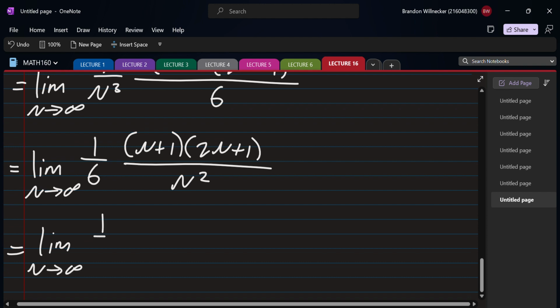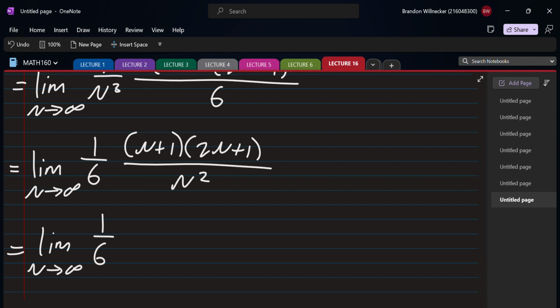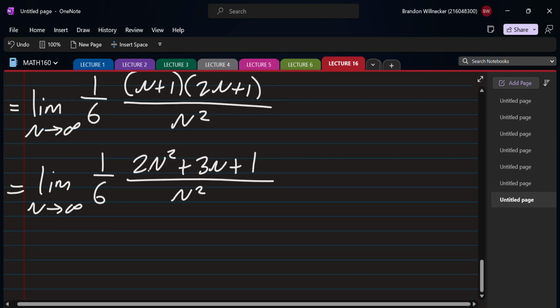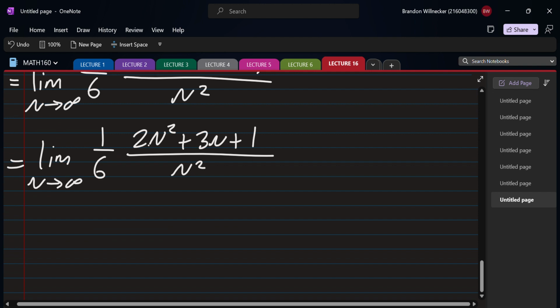Okay, now we have the limit as n goes to infinity, 1 over 6. Expanding this out, we get 2n squared plus 3n plus 1. Again, if you do this enough times, going from that bracket to there, it's kind of just muscle memory at that point, right? So you don't really need to think about it. Okay, over n squared. Like I said before, we've got multiple numerators, a single denominator. We can split that up.